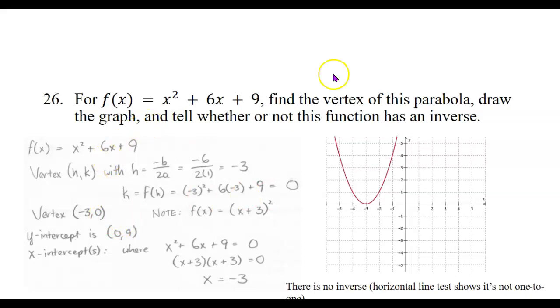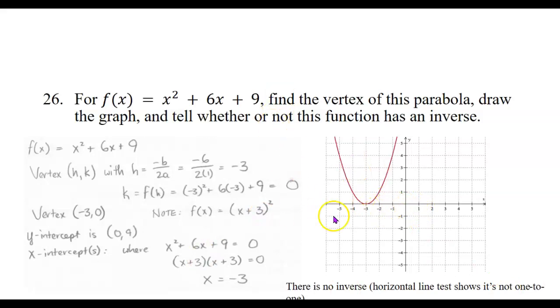Now another way to tell what's going on here is to notice that this x squared plus 6x plus 9 is equal to x plus 3 squared. So this looks just like plain old x squared, except that it has been shifted 3 spaces to the left, because in place of x, we have x plus 3. So the vertex, instead of being at (0, 0), is over here at (-3, 0).